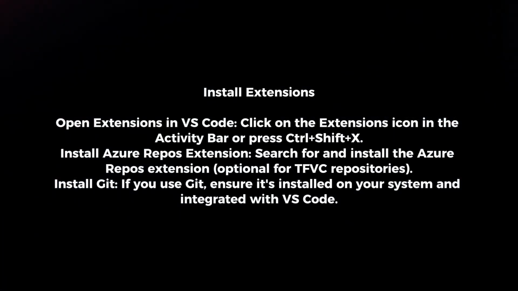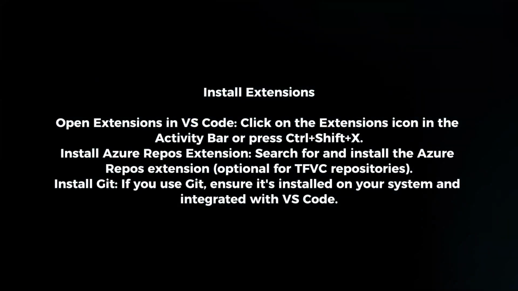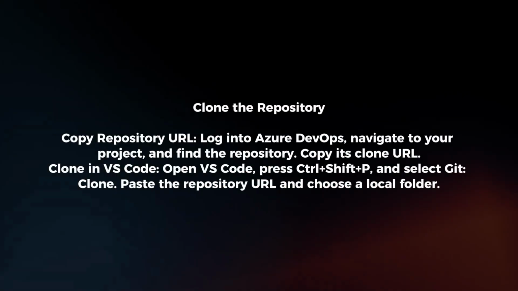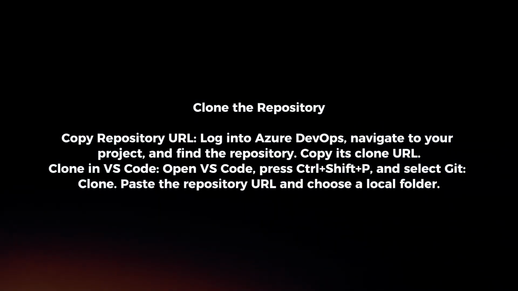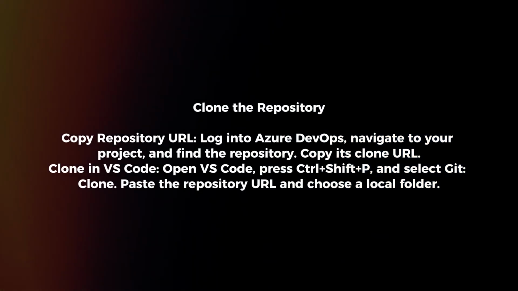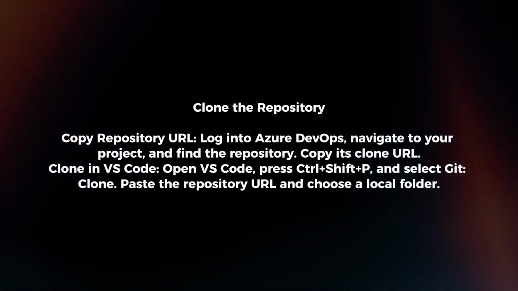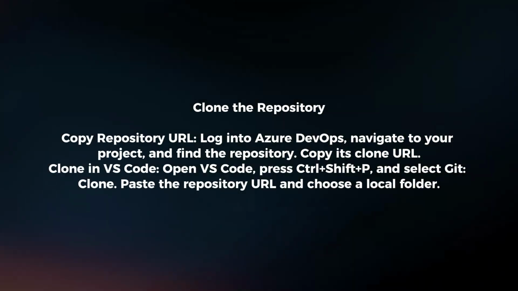Install Git. If you use Git, ensure it's installed on your system and integrated with VS Code. Clone the repository. Copy repository URL. Log into Azure DevOps, navigate to your project, and find the repository. Copy its clone URL.